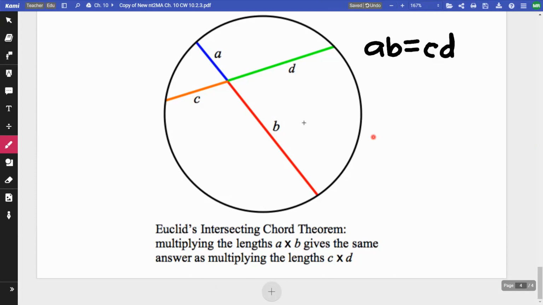So again, this chord here is intersected by this one. It's split into these two pieces. If I take the product of these two pieces, it's going to equal the product of these two pieces every single time.